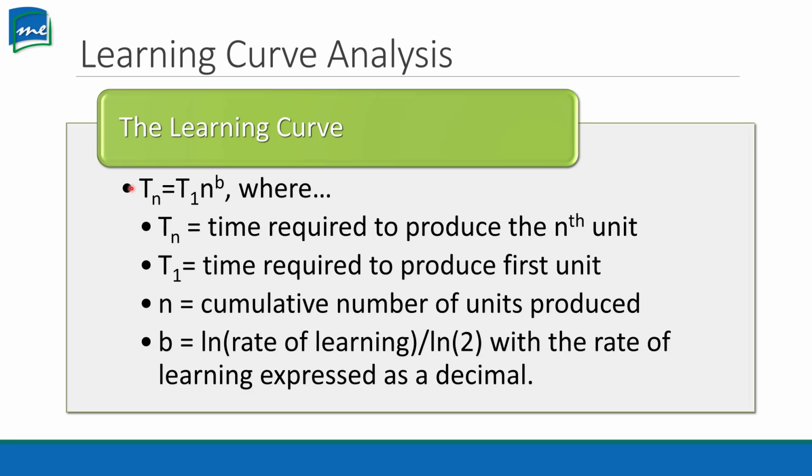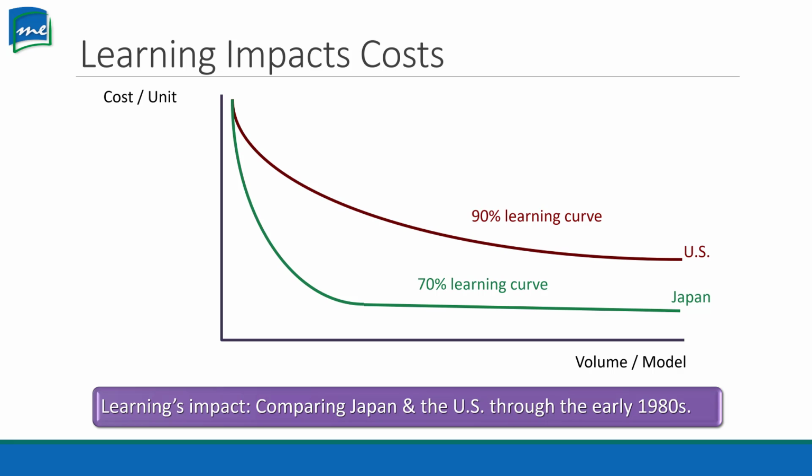That's where T sub n is the time required to produce the nth unit. And then T sub 1 is the time required to produce that first unit. N is the cumulative number of units to be produced. And then b is the natural log of the rate of learning, expressed as a decimal, divided by the natural log of 2. And your result is going to be a negative number. So let's go ahead and take a look at a chart here.